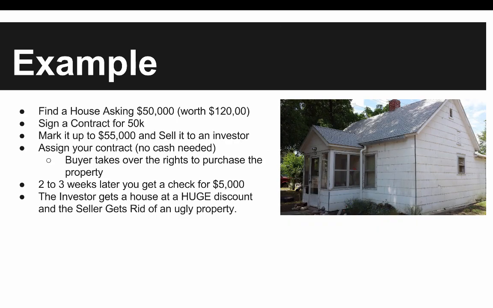So here's a quick example. Here's a property that we had found. You find a house where the seller's asking, say, $50,000. This is another wholesaling example. It's worth, say, $120,000. So you sign a contract to purchase that property for $50,000, and all you simply do is mark up the price to $55,000, and what you do is you sell it to an investor. You assign your contract. There's no cash needed for an assignment, unless you put up some sort of earnest money, but all you do is assign that contract to them.